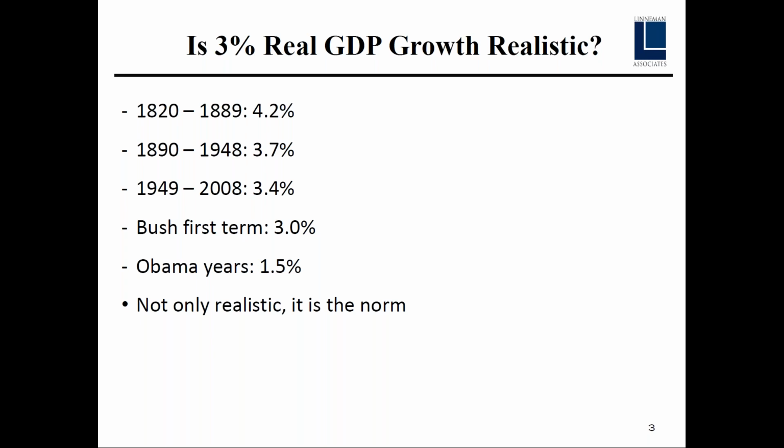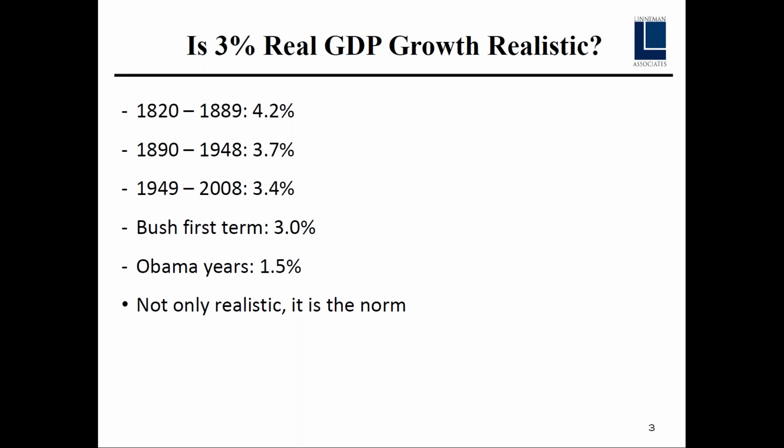In fact, the reason it trails down from the 4.2 to the 3% really has to do with population growth getting smaller as you come through the years. Productivity growth is not so much different over the long term. And the outlier is not 3%, the outlier is 1.5%.